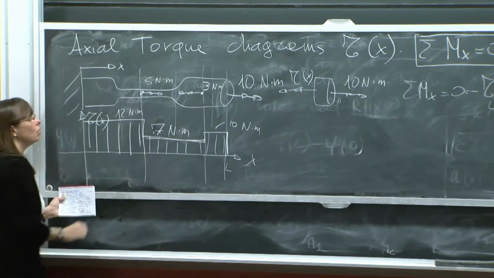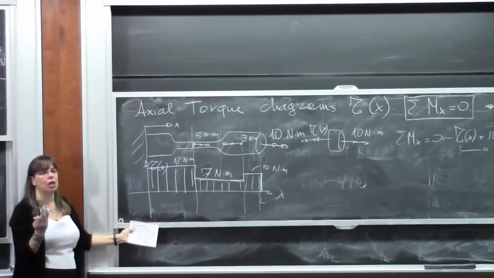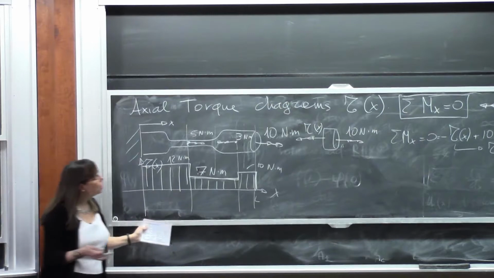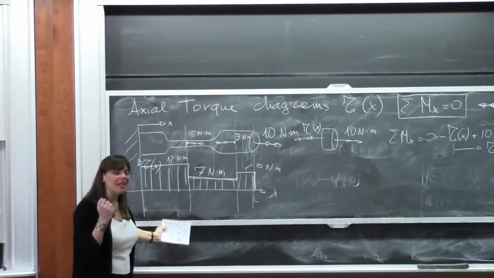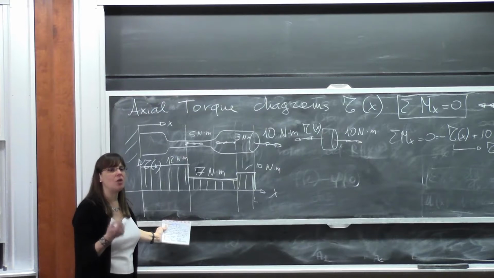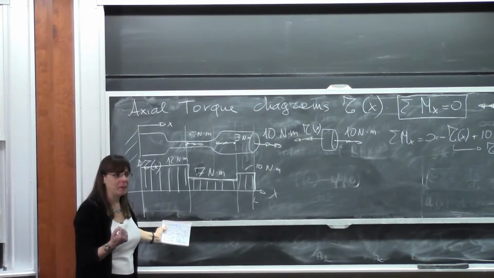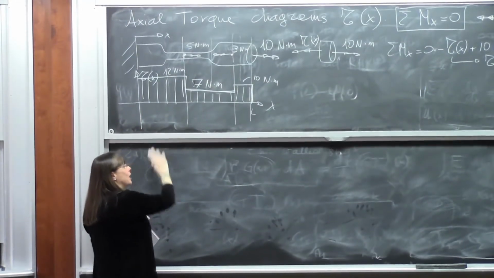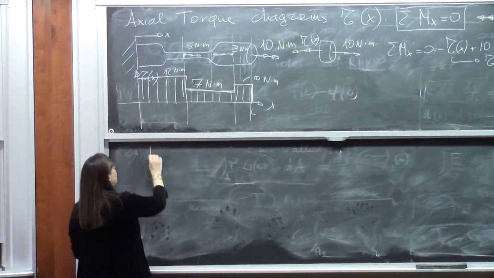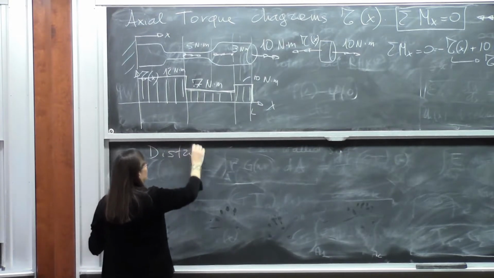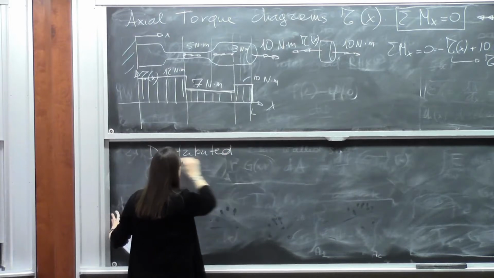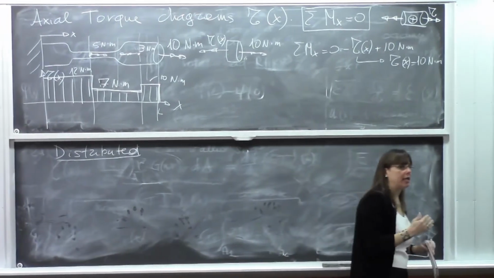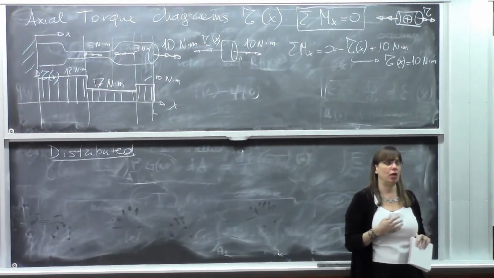12 Newton meters. Okay, so you build the diagram for concentrated torques just the way you were doing for concentrated forces in axial loading. Okay? I was thinking ahead, because the next thing is, what happens if you have distributed loading? So the same way as in axial loading, I could have a force per unit length. Now I can have a torque per unit length.